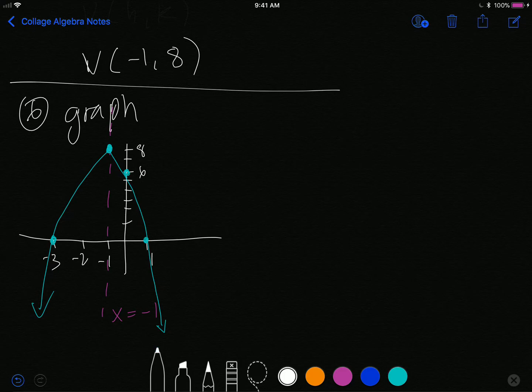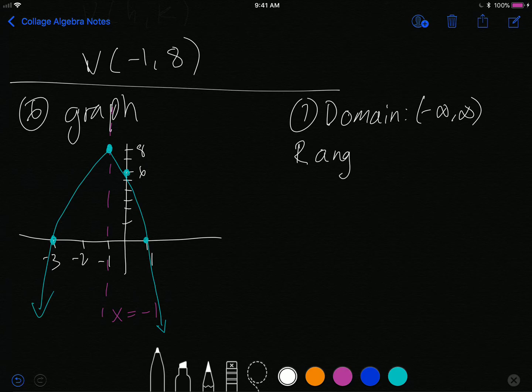Now that I have the graph of the function, I can go ahead and find my missing pieces. So 7, the domain, always the easiest because you do nothing. Domain is always all real numbers. It is a polynomial. The range, again, the range is the lowest y value to the highest y value.